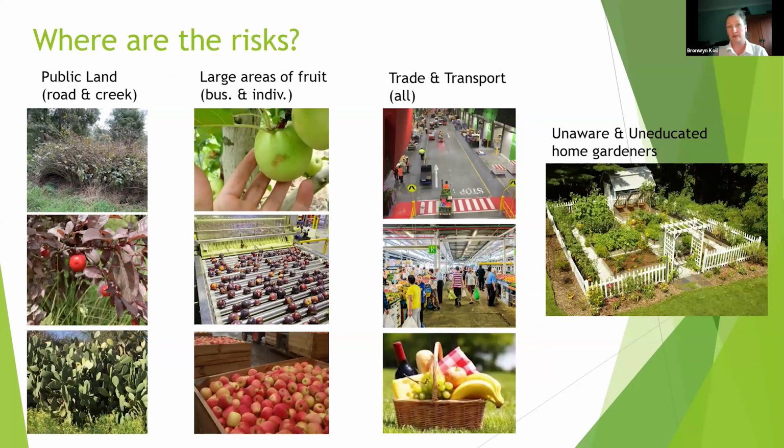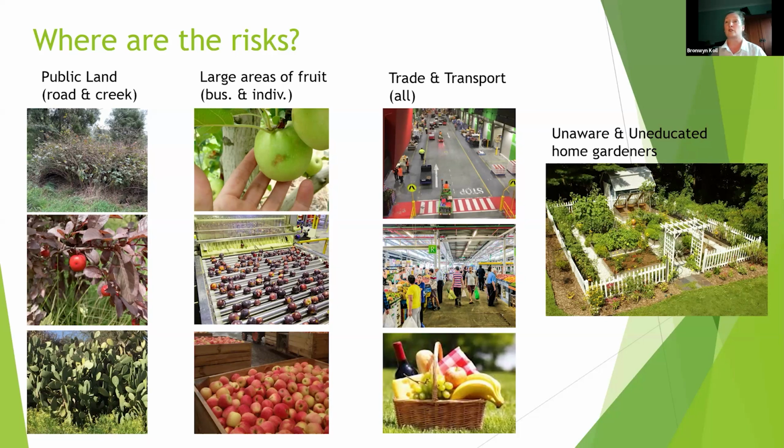So where are the risks? Quite often the risks can be on public land, for example, along the sides of the road or creek. And this is blackberries, cherry plums, and even prickly pear. Anywhere where there's large areas of fruit, the volume of fruit actually increases the risk. So commercial producers are potentially a source of Queensland fruit fly if they're not managed. And this includes abandoned orchards or abandoned production areas where there's no maintenance or no management.